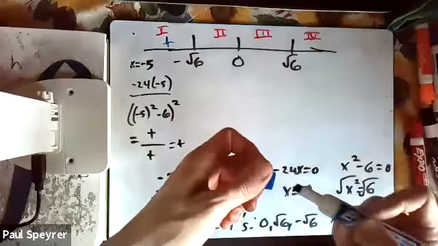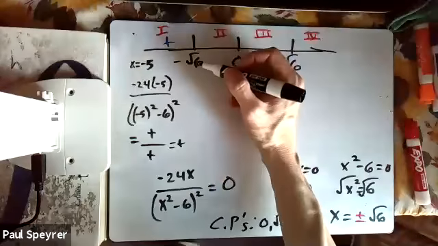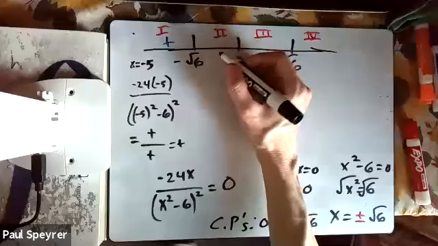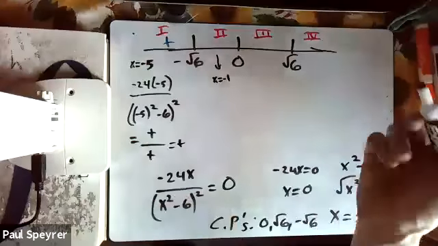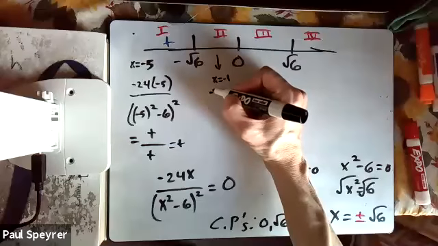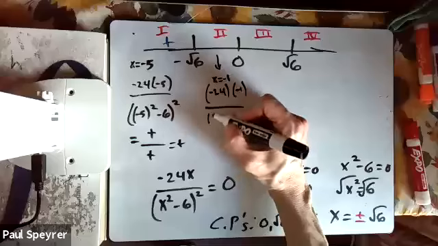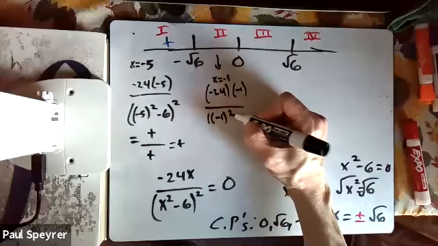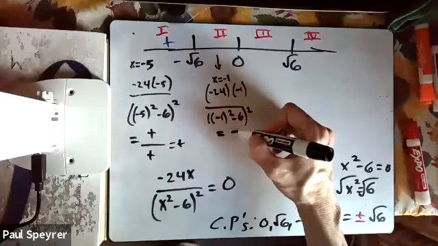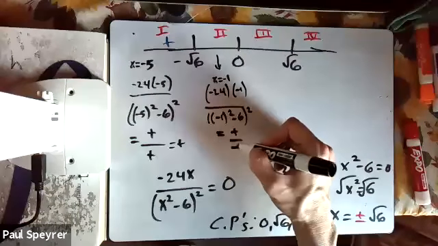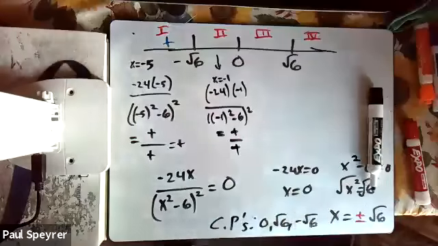Now let's choose something between 0 and negative root 6. Remember, negative root 6 is like negative 2 point something. Let's just test x equals negative 1. It's the easiest number, right? So we have negative 24 times negative 1 over negative 1 squared minus 6 squared. Again, negative times a negative is a positive. The bottom's always going to be positive right here because that's squared on the outside. So you have positive right here.